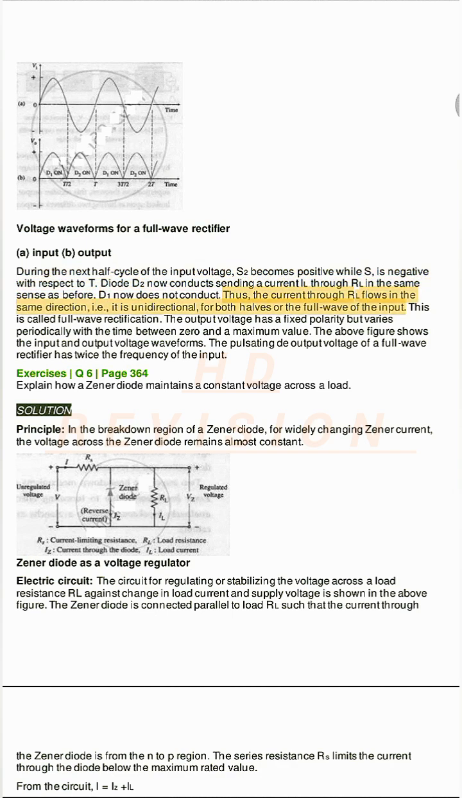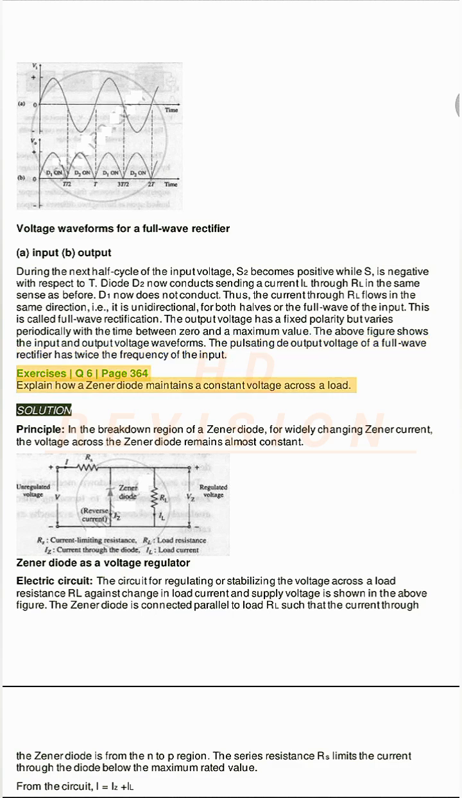Thus, the current through RL flows in the same direction, i.e., it is unidirectional, for both halves of the full wave of the input. This is called full-wave rectification. The output voltage has a fixed polarity but varies periodically with time between 0 and a maximum value. The above figure shows the input and output voltage waveforms. The pulsating DC output voltage of a full-wave rectifier has twice the frequency of the input.